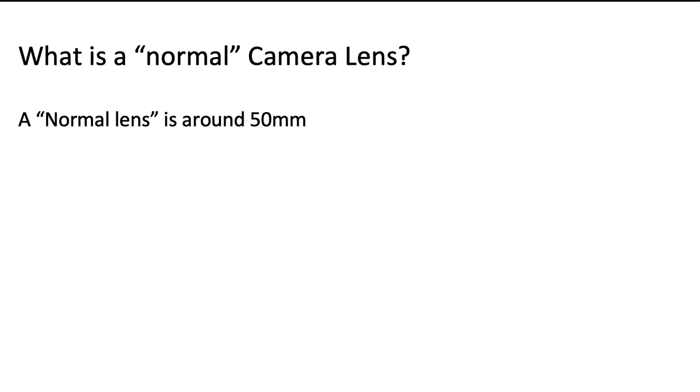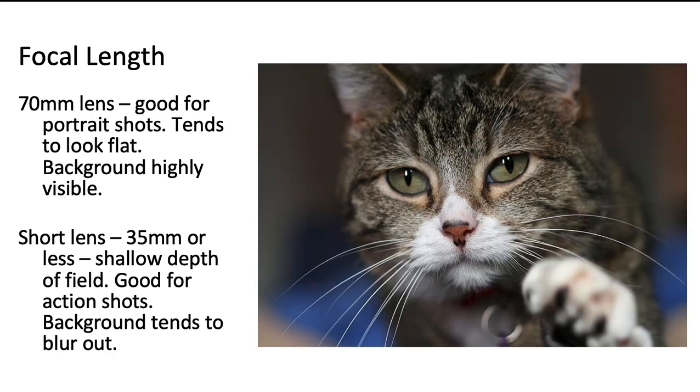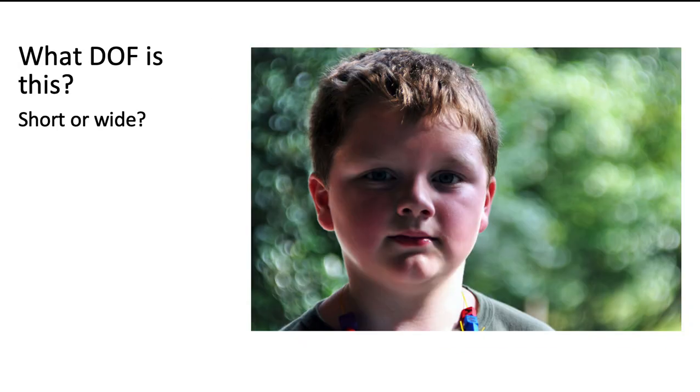So what's a normal camera lens? A 50mm lens is approximately a normal lens. A 70mm lens is good for portraits. A short lens, 35 or less, is good for action shots. These are just general rules of thumb.